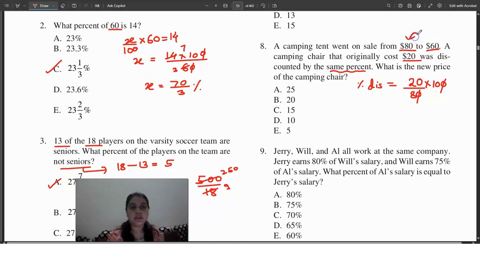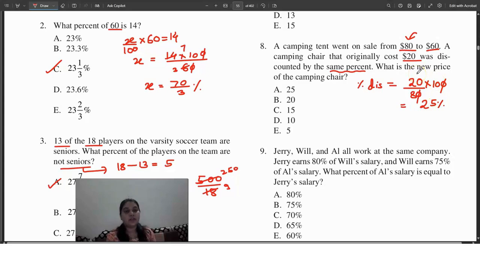Whenever we do increase, decrease or even discounts, we always use the original value. So we have 2000 divided by 80. So that is 25%. So the discount on this camping tent is 25%.